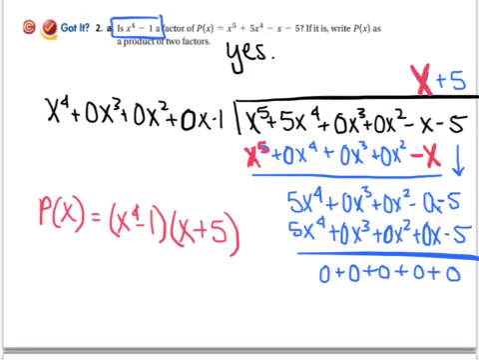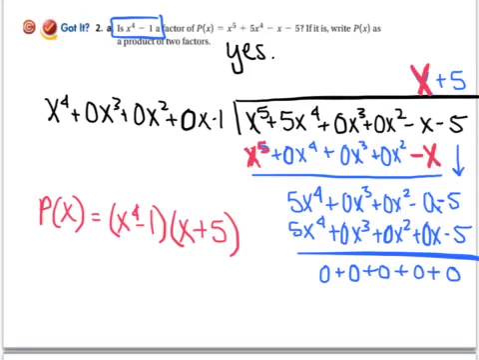Okay? So if you're asked if it is a factor, if you can, use the remainder, or use the 0 method. Solve it, put it back in, see if you get 0. Then you know if it's a factor. If it's not easily solved, then go ahead and just do the division.